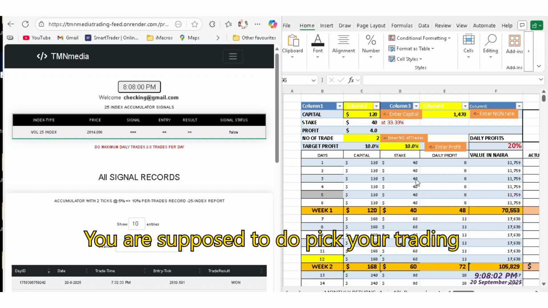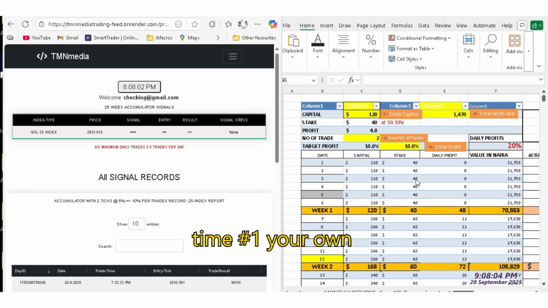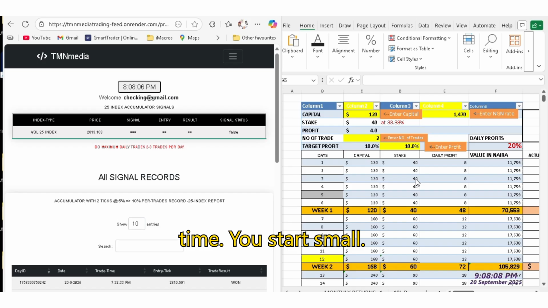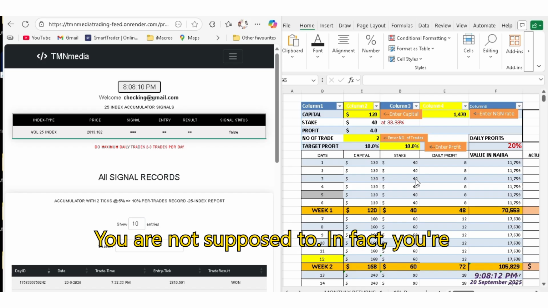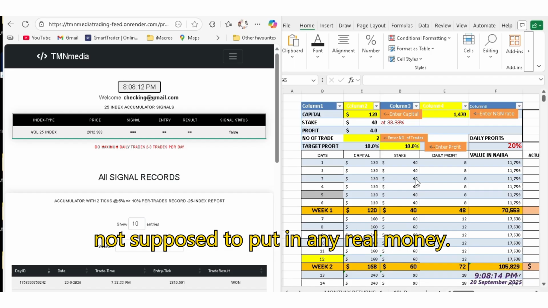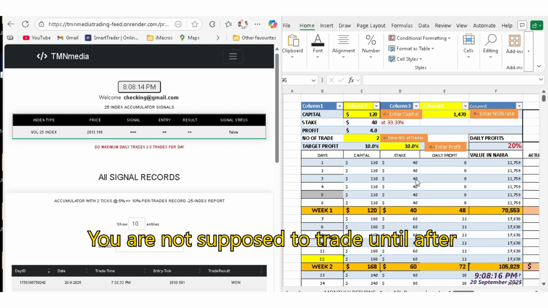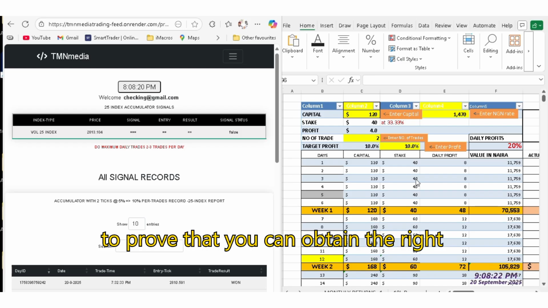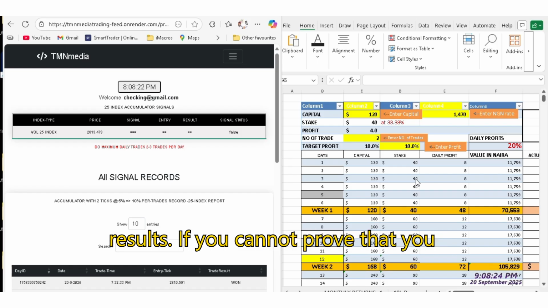You are supposed to pick your trading time. Number one, your own trading time. You pick your own trading time. You start small. You are not supposed to put in any real money. You are not supposed to trade until after a month. Hello? After you have been able to prove that you can obtain the right result.